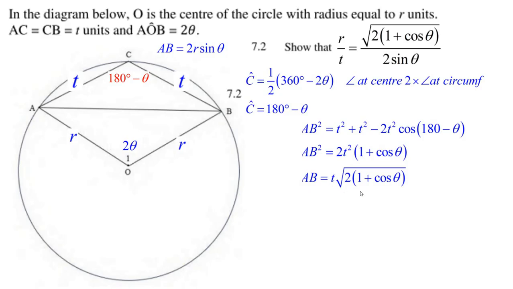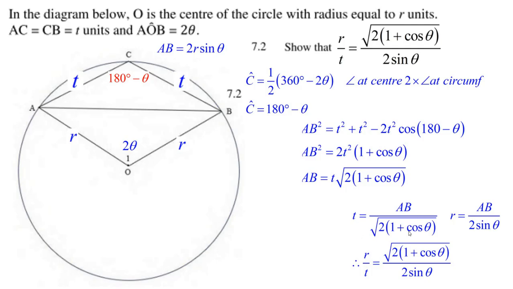Well, we've got a way of looking at AB this way, and we've got a way of looking at AB this way. Well, we could just let those two things equal each other and then solve. We know that they're equal to that. If we let them equal each other and solve, we end up with r over t is going to equal root 2 times (1 plus cos theta) over 2 sine theta.